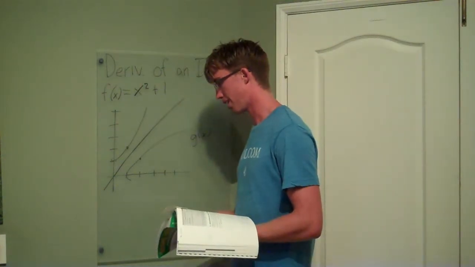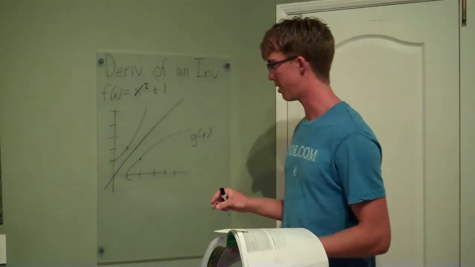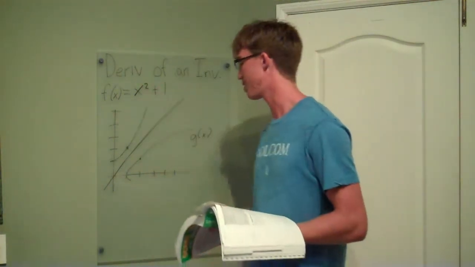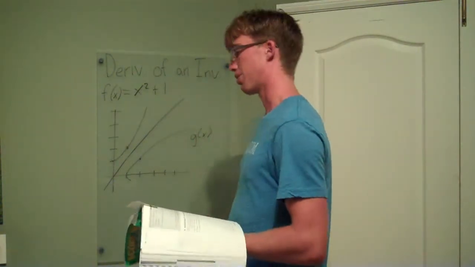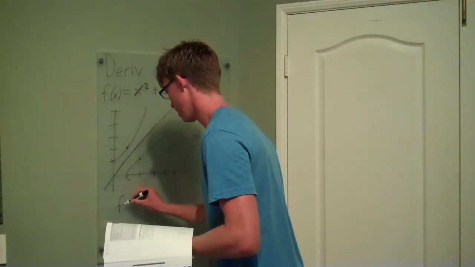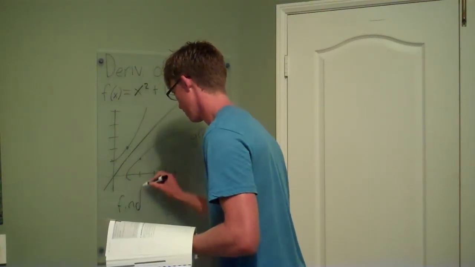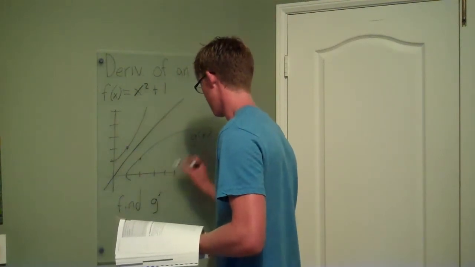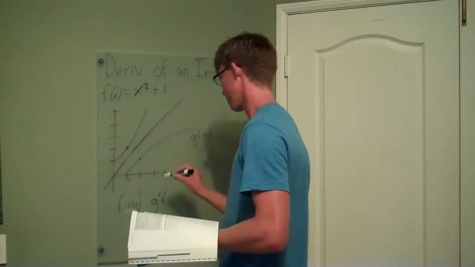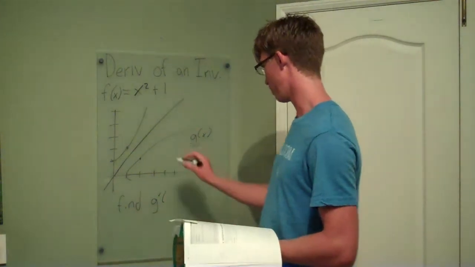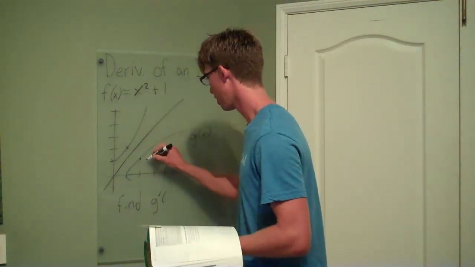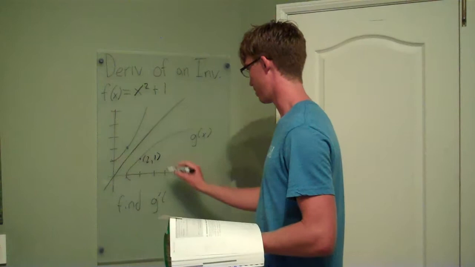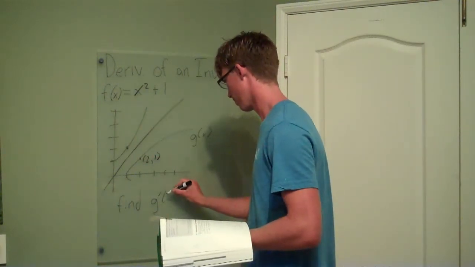Now, the kind of question that they're going to ask you about taking the derivatives of inverses is, given function f of x equals x squared plus 1, find the derivative of the inverse, which is g, at a certain point. And for our purposes, we are picking 2, 1. And so find the derivative of g at x equals 2.